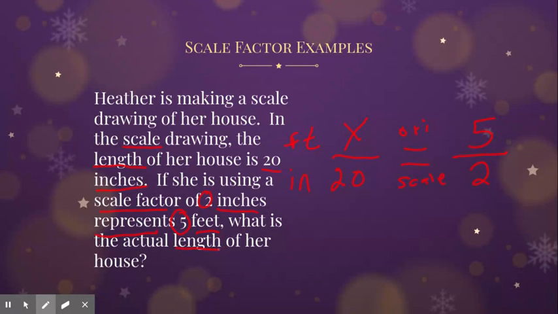So then what do we do? We cross multiply. I'm going to do 20 times 5 because that's the one that's not with the x. What's 5 times 20? It's 100. Then I'm going to divide by the one that's with the x, so 100 divided by 2. Half of 100 is 50. That means the actual length of the house is 50 feet.